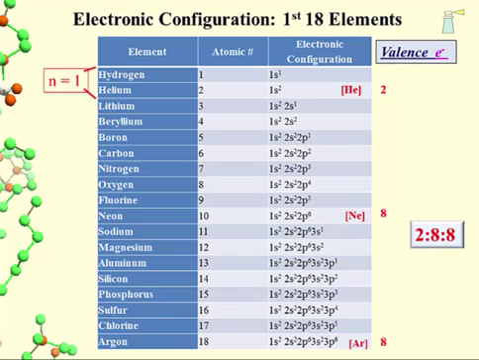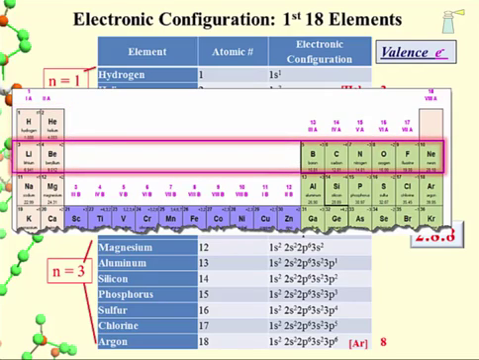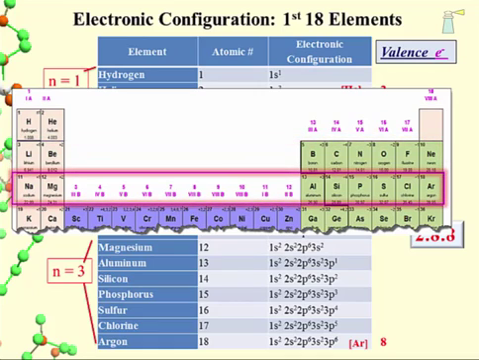It is a recognition that it takes 2 elements before the n equals 1 level is filled, and 8 more elements to fill the s and p orbitals of the n equals 2 level, and an additional 8 more elements before the s and p orbitals are filled in the n equals 3 energy level. We will see this pattern 2, 8, 8 again and again. For instance, if we look at the periodic table, it shows us that there are 2 elements in the first row. Helium has been moved to its other position, the one next to hydrogen, for this demonstration. There are 8 elements in the second row and 8 in the third row.